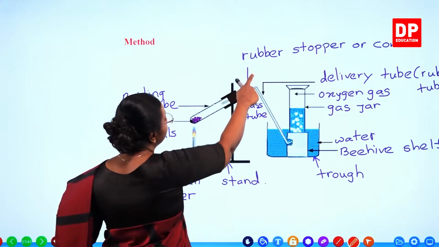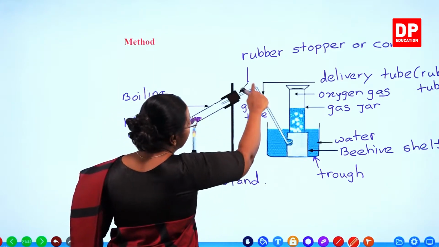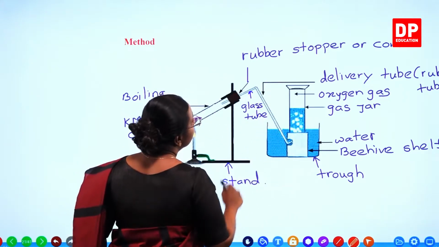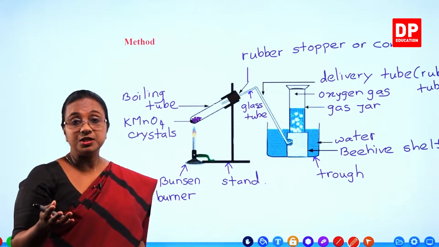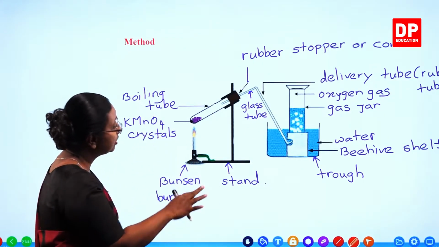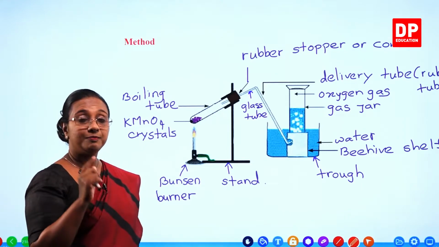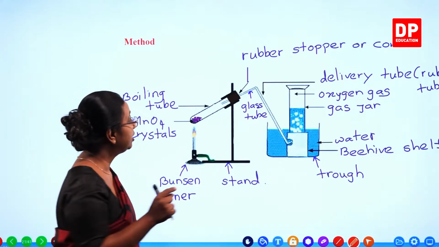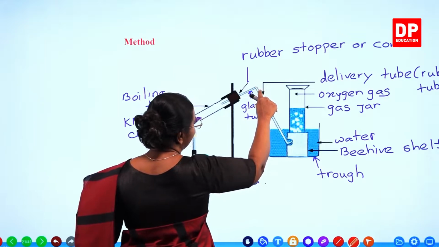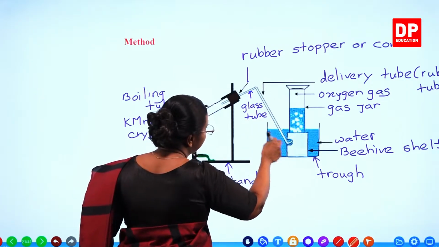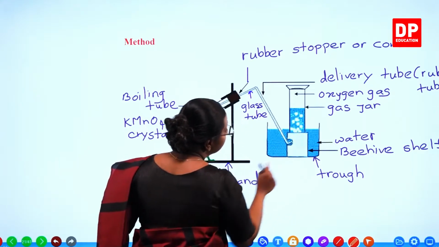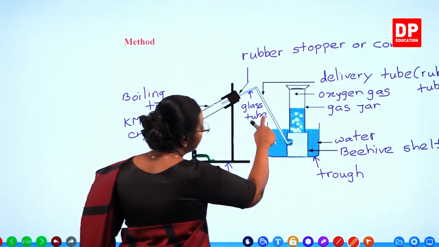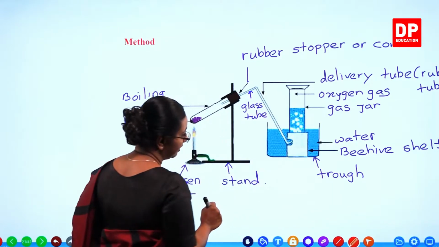Then we need to have the rubber stopper, and here we have to use the glass tube, and also we can connect the rubber tube. Otherwise, we can use the glass tube itself. But normally for the delivery tube, it's easier to have the glass tube at the beginning and then the rubber tube. Then only is it easy to pass it through the beehive shelf. Then we have the trough containing water.